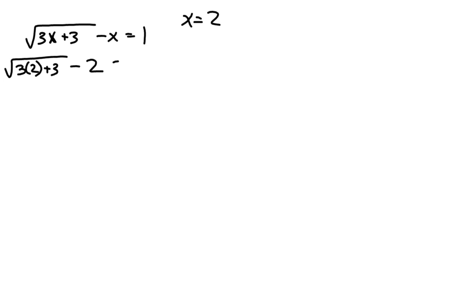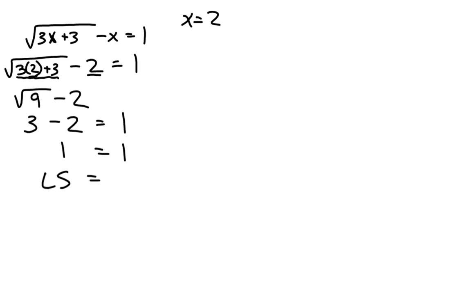So our initial question was the square root of 3x plus 3, minus x, equals 1, and we think that one possibility is x equals 2. So here we go. Square root 3 times 2 plus 3 minus 2 equals 1. So I put x equal to 2 in. We have 3 times 2 is 6 plus 3. We have root 9 minus 2. Root 9 is 3 minus 2. 1 equals 1. Left side equals right side. Again, puts a smile on my face because I know that x equals 2 is correct.